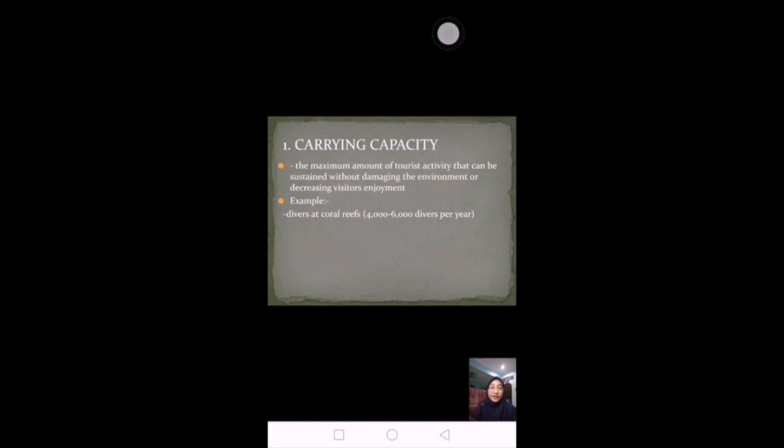Okay, example, divers at a coral reef. Per year, they only limit 4,000 to 6,000 divers. This is because they want to save the coral from being damaged. However, the divers have been trained and given knowledge on how to treat the coral carefully and not damage it.